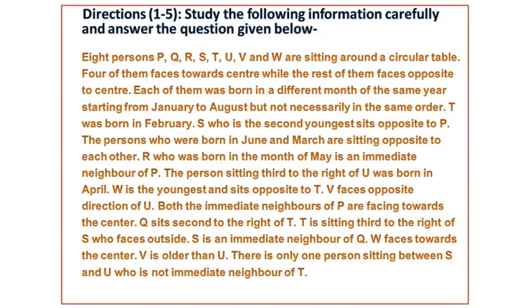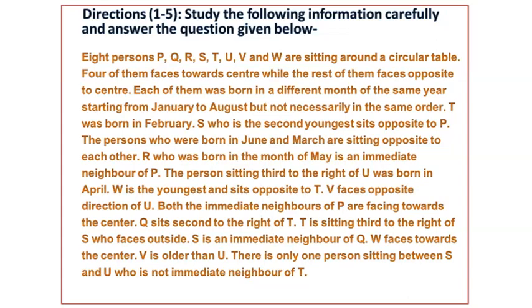T was born in February. S, who is the second youngest, sits opposite to P. The persons who were born in June and March are sitting opposite to each other. R, who was born in the month of May, is an immediate neighbor of P. The person sitting third to the right of U was born in April. W is the youngest and sits opposite to T. V faces opposite direction of U.